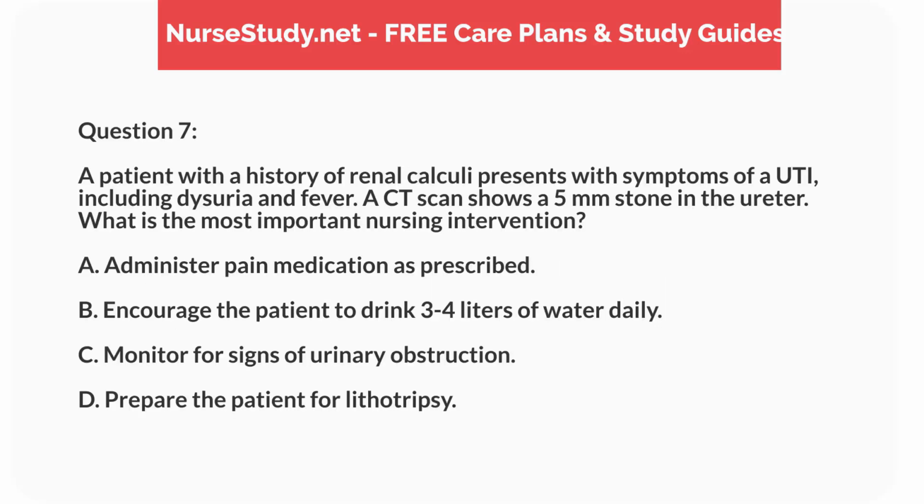Question 7. A patient with a history of renal calculi presents with symptoms of a UTI, including dysuria and fever. A CT scan shows a 5 mm stone in the ureter. What is the most important nursing intervention? A. Administer pain medication as prescribed. B. Encourage the patient to drink 3 to 4 liters of water daily. C. Monitor for signs of urinary obstruction. D. Prepare the patient for lithotripsy.